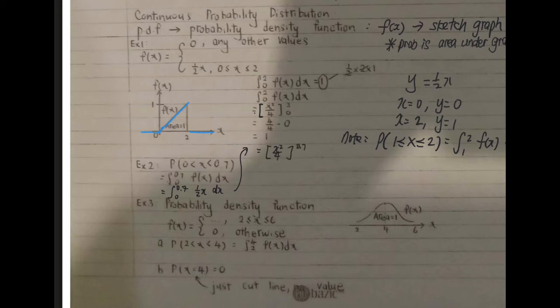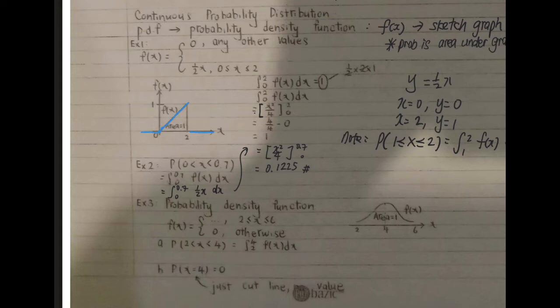0.7, 0. Then I substitute 0.7 into x. 0.7, I square it, then divide by 4. Then I get 0.1225. I substitute 0 into x, you end up with 0. So at the end, only 0.1225 remains. So that is the probability. It is area under the graph, and it is also probability.